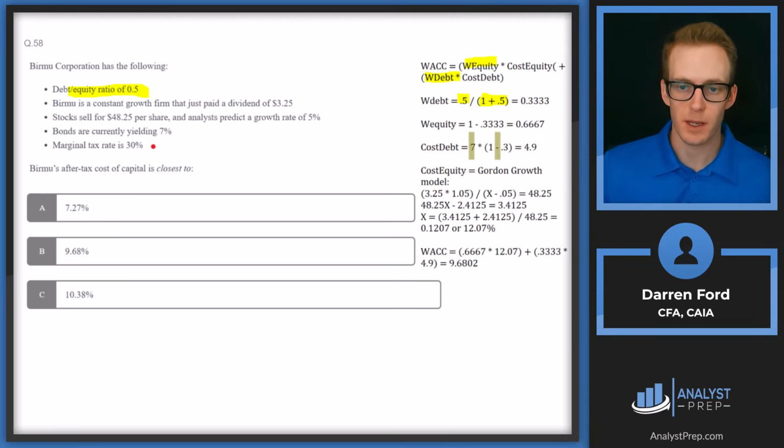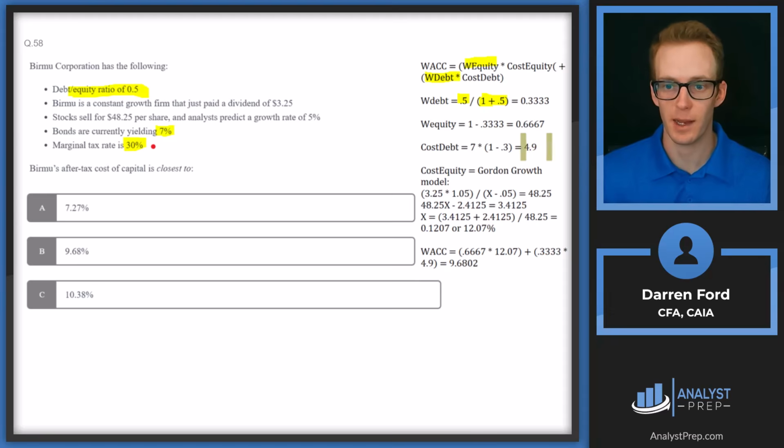Cost of debt is also going to be pretty straightforward since we're given these numbers. So the bonds are 7% and we need to adjust that for our tax rate of 30%. So cost of debt is 4.9.